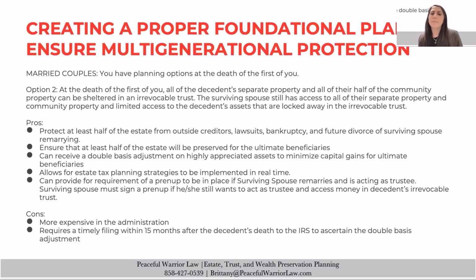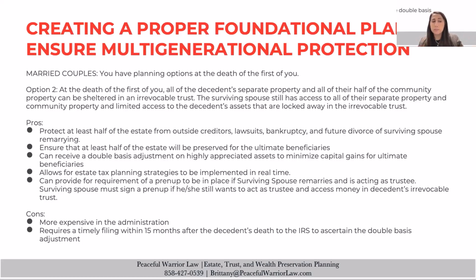Now, if you make an election, this is going to get a little technical, but basically all you need to know is that as soon as your spouse passes away, you have 15 months to talk to your CPA or attorney to file something with the IRS. If you do it timely in 15 months, the assets in both the deceased's estate and the surviving spouse's estate will get basis adjustments so that you can reduce your capital gains and also get asset protection. So there's a lot of benefits in doing it this way.